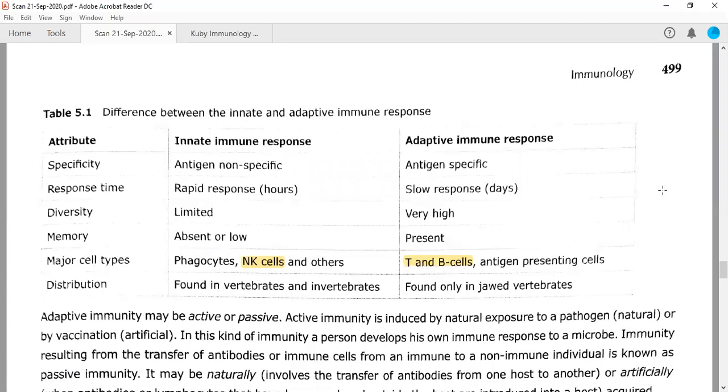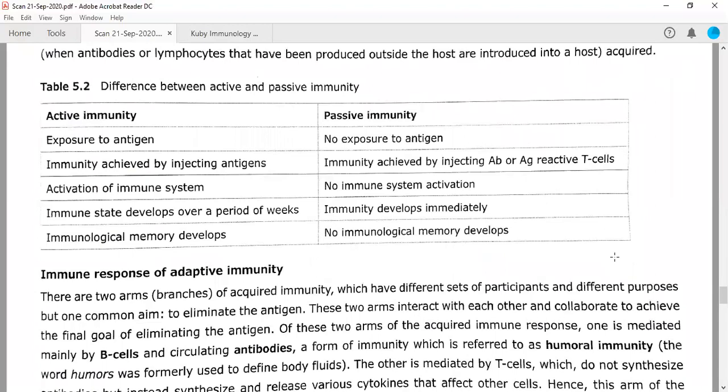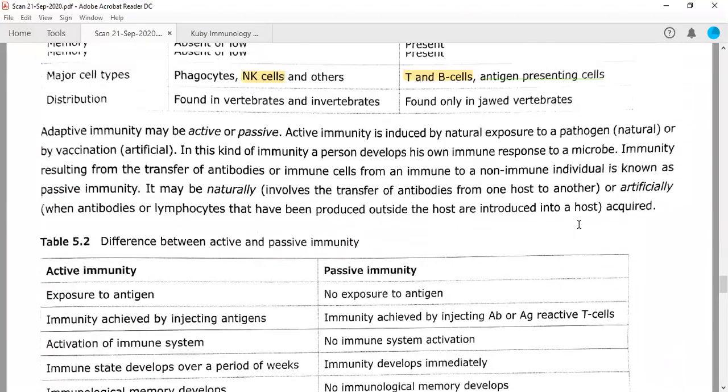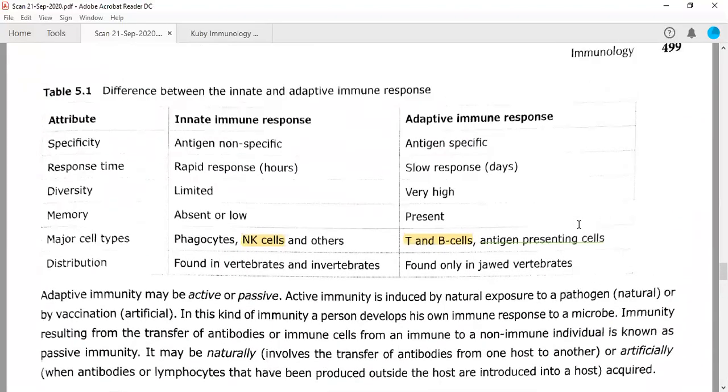Okay. So there are differences in the innate immune response and an adaptive immune response. Mainly adaptive immune response is due to B and T lymphocytes. And in the last class, we also covered antigen presenting cells. So there are three major types of cells which are antigen presenting cells.